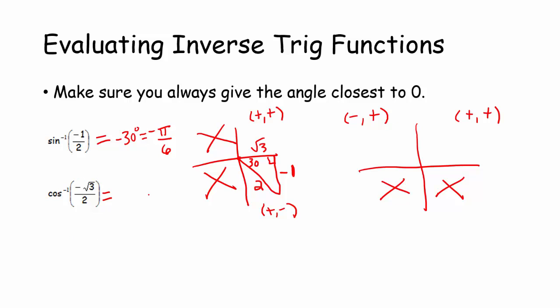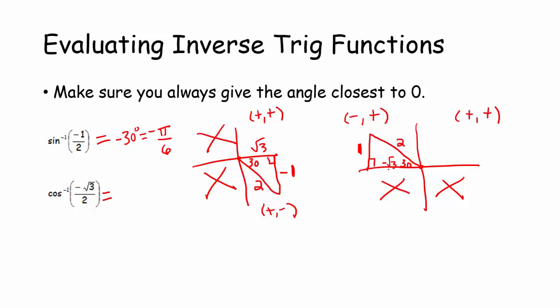So my triangle can't go in quadrant 1. All the sides will be positive. It's going to have to go in quadrant 2. Cosine is adjacent, negative root 3, over hypotenuse of 2. That means that the opposite side's 1. So it's a 30, 60, 90. And again, this angle right here is going to be 30 degrees.